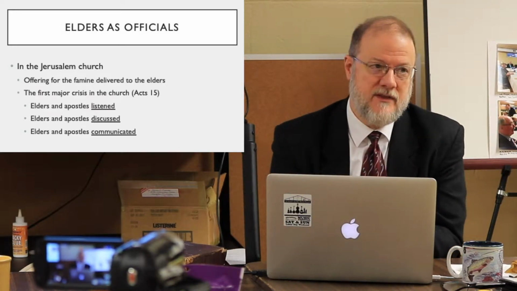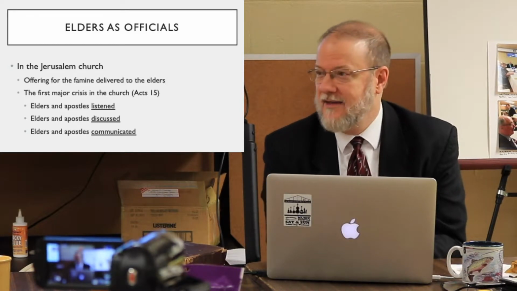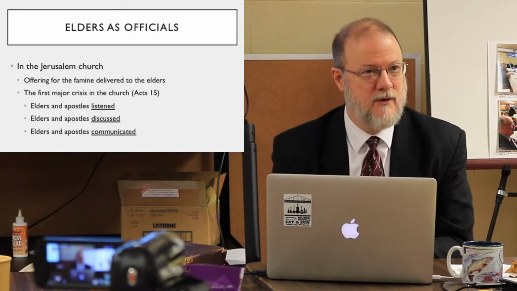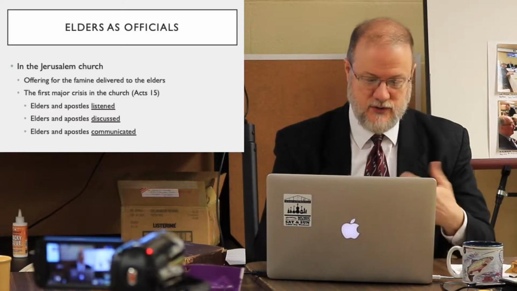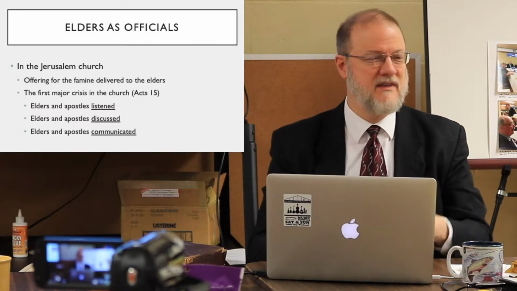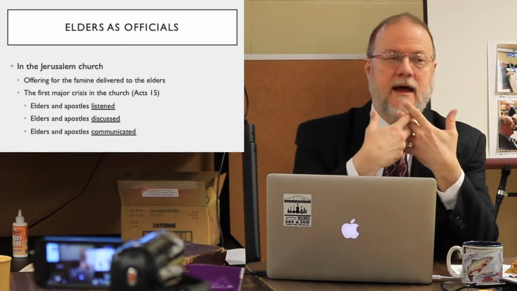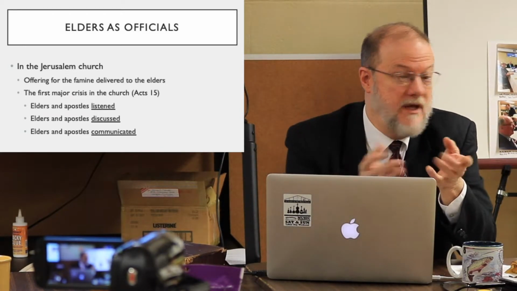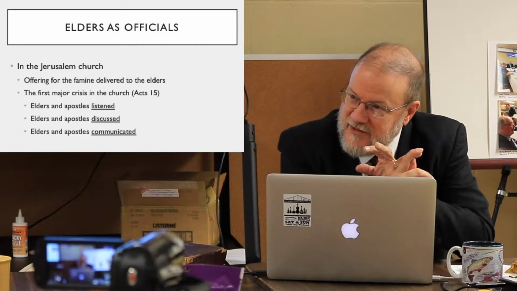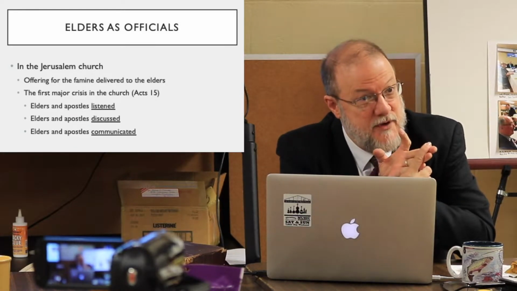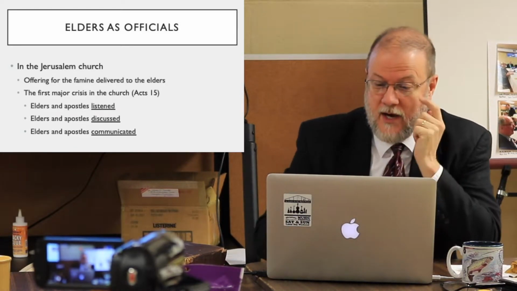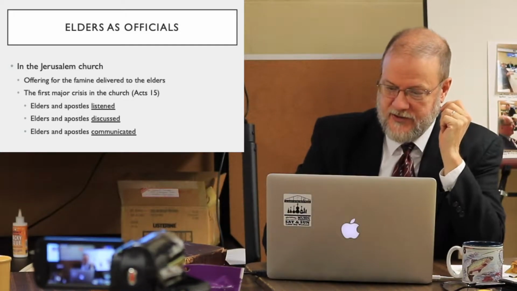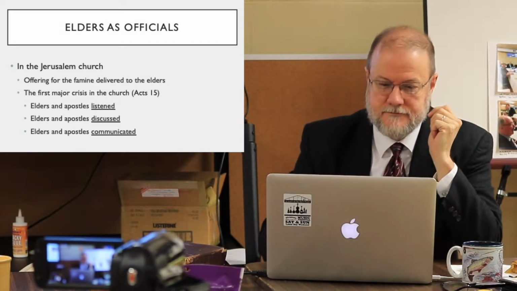And then the last thing they do is they communicate that decision. So they come out and they talk to those assembled, to Paul and Barnabas, and they say, okay, your job now is to go back out and communicate to the churches what this decision is. They listened, they discussed, and then they communicated. And this is the elders and apostles in that very early first century church.